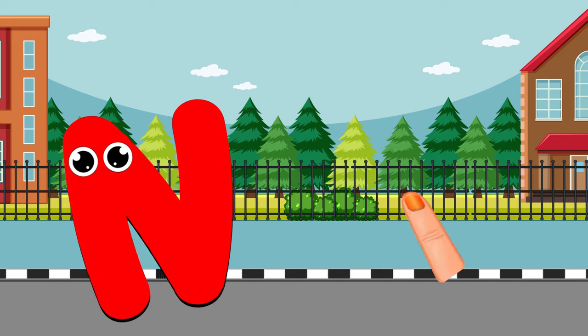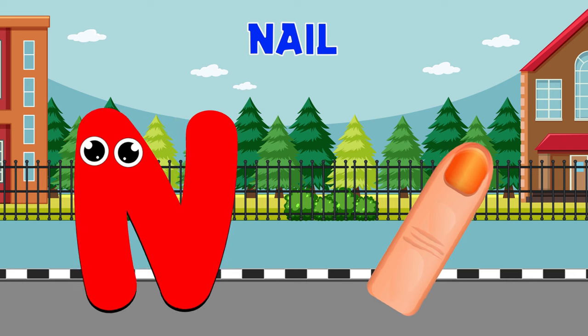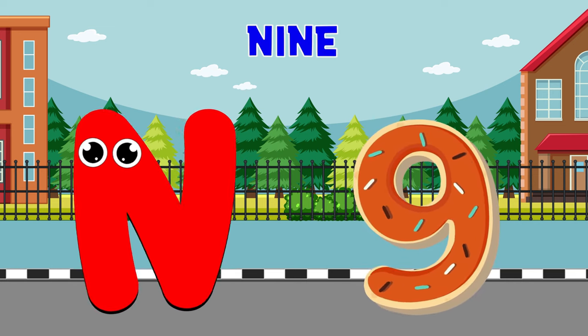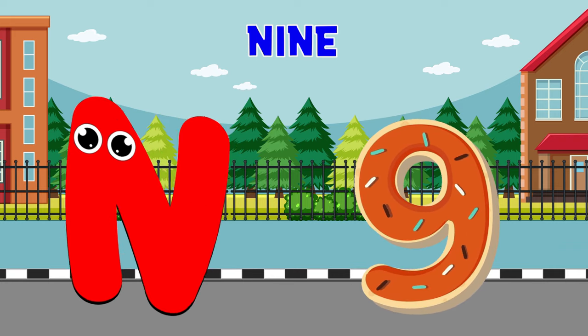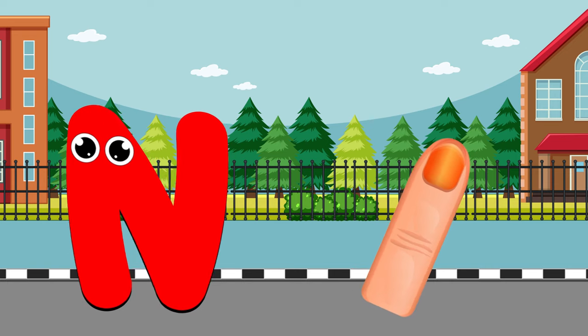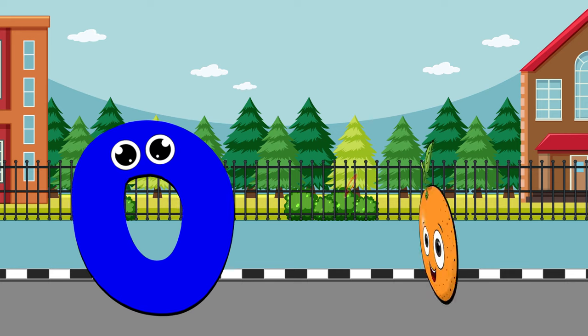N is for nail. N is for nine. N is for nail. N is for nine. O is for orange.